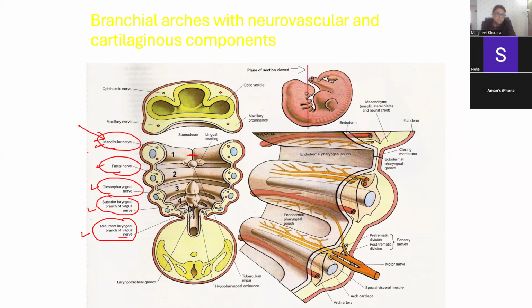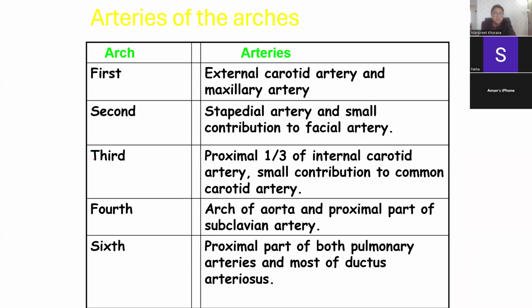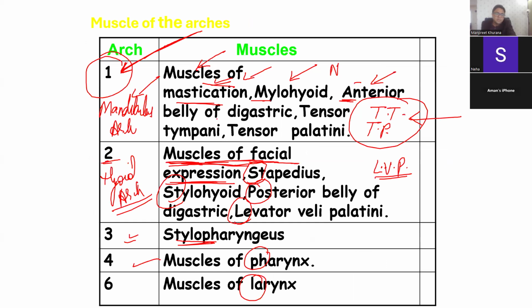Any structures developing here will be supplied by the facial nerve. So all the muscles of facial expression are supplied by the facial nerve, but there are exceptions, which we'll learn. Stapedius, stylohyoid, and the posterior belly of digastric are also supplied by the facial nerve. Levator veli palatini is also supplied by the facial nerve. But tensor tympani and tensor veli palatini are supplied by the mandibular nerve.